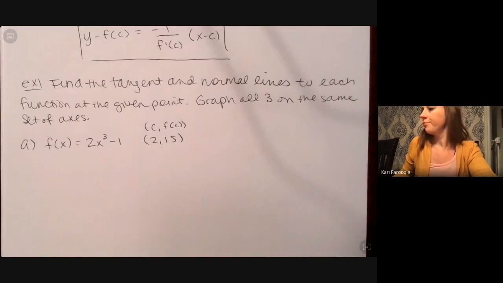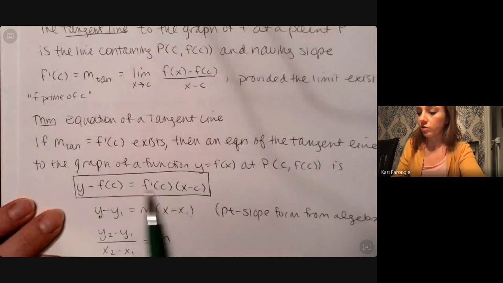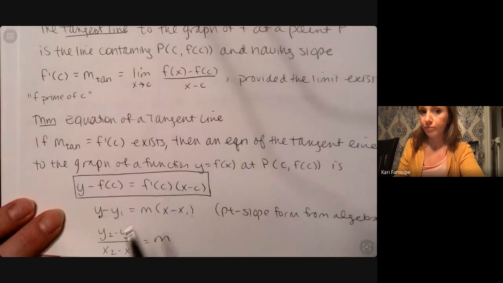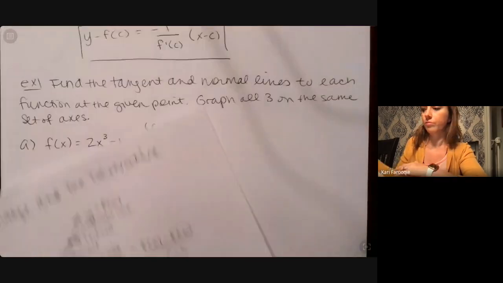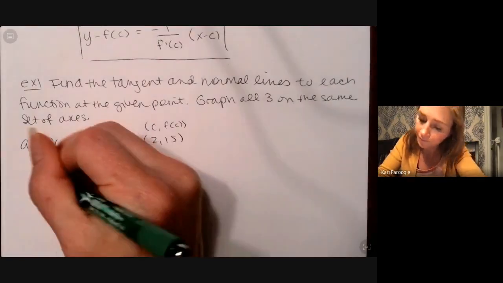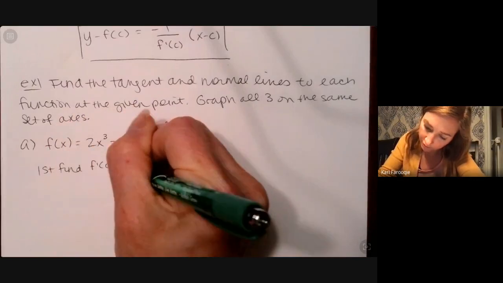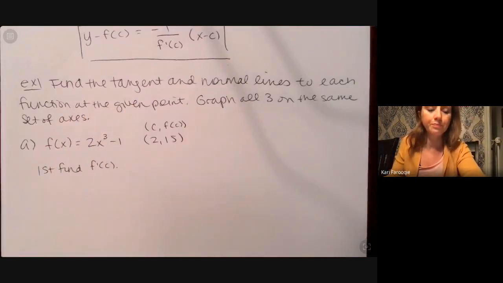Now, what we need to do first, think about what we're looking for here. We need the equation for your tangent line. We have c, f of c. The only thing we're missing in this case is the slope. So I need to first find f prime of c.